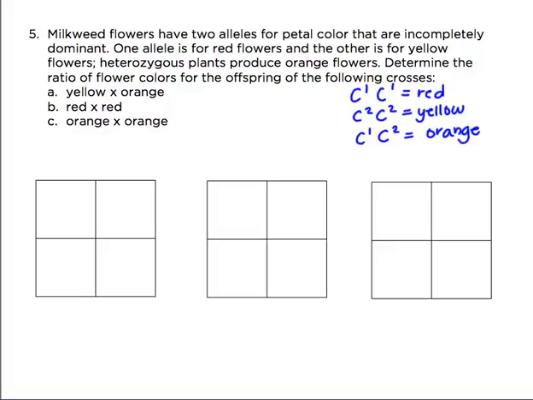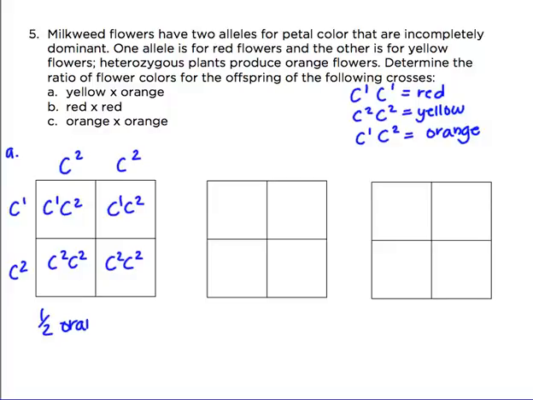So now let's do these crosses. For A, we have a yellow flower times an orange flower. So again, to be yellow, you have to be C2, C2, and to be orange, you have to be C1, C2. So if you fill that across, the ratio here is half of them are C1, C2, which is orange, and the other half are homozygous C2, C2, so half are yellow.